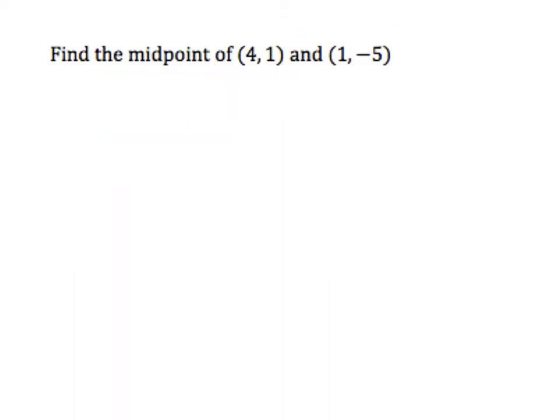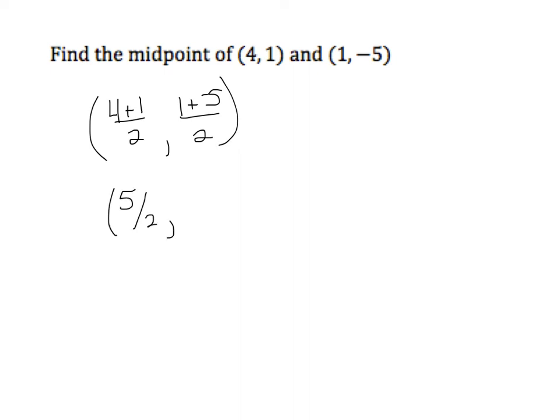Our final problem is asking for the midpoint of 2 points. So again, I just need the average of the x values and the average of the y values. So my x coordinate is 4 plus 1 over 2. And my y coordinate is 1 plus negative 5 over 2. So this becomes 5 halves. And 1 plus negative 5, that would be negative 4 over 2, and that's negative 2.